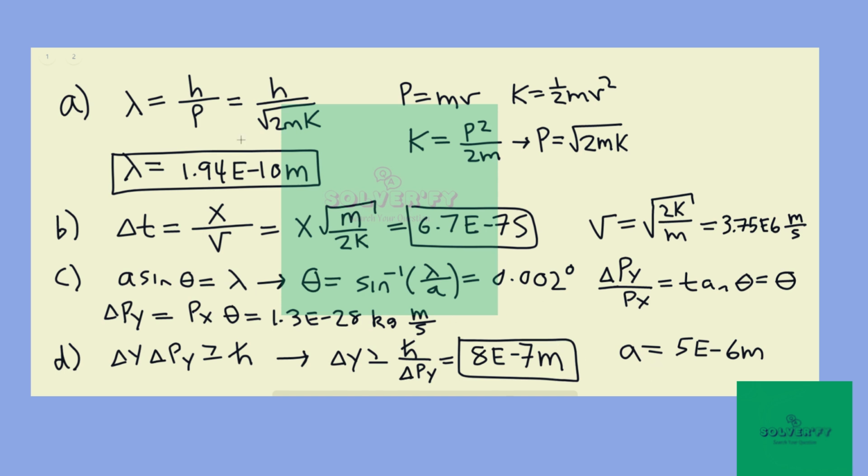Okay, so those are the main results. We found lambda, we found the time of flight, and we found uncertainties in momentum and location in the y direction on the screen. And that's it.